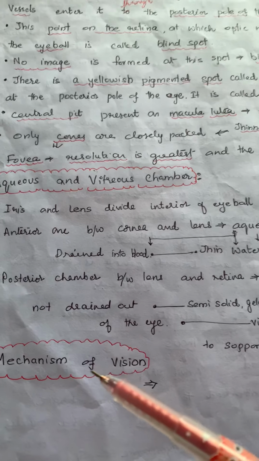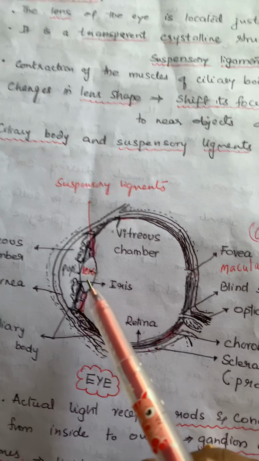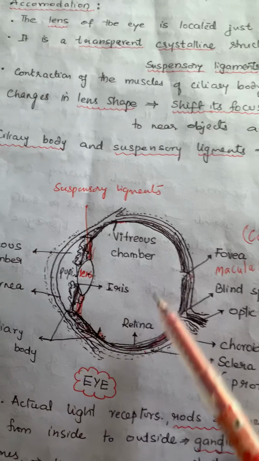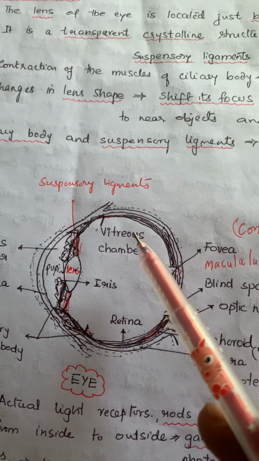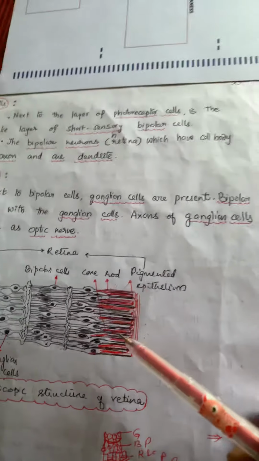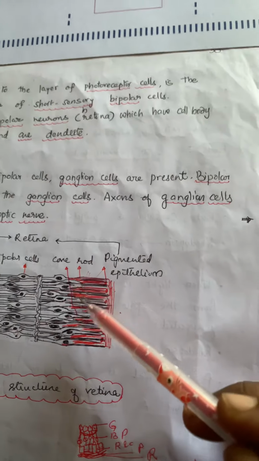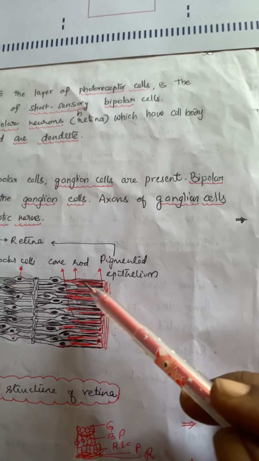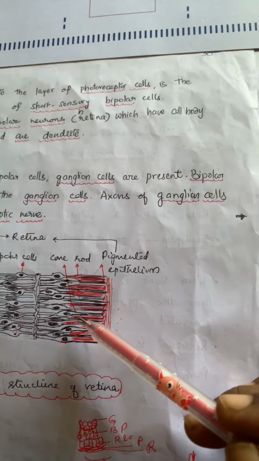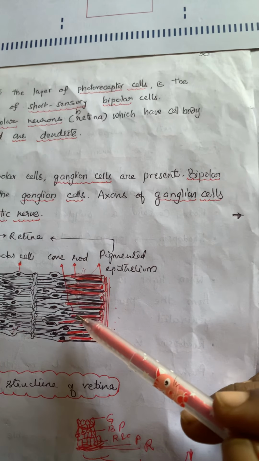Coming to the mechanism of vision. First, light rays are refracted through cornea, lens and humors. They will be focused on the retina. Here, activation and generation of action potentials occurs in the rods and cones, because they contain photopigments. These are called photoreceptor cells.